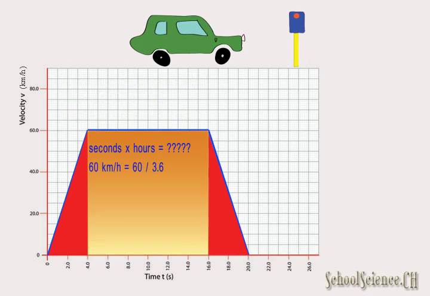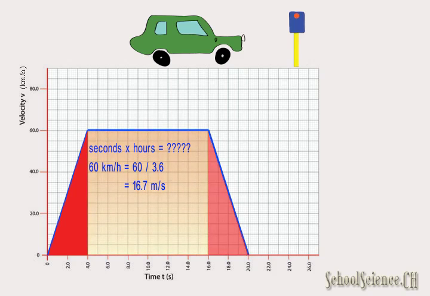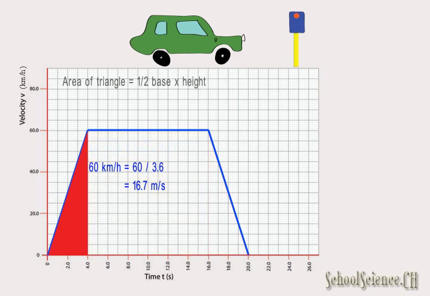I'm sure the distance between traffic lights can be measured in meters better than kilometers. So I will divide 60 kilometers per hour by 3.6 to obtain 16.7 meters per second. If you can't remember how to convert units, go back and view the units tutorial. So now we can find the area of the first triangle. We multiply half of the base by the height. So we have half times 4 seconds times 16.7 meters per second. Notice how the seconds cancel, and we are left with 33.3 meters. This means the car traveled 33.3 meters to reach its top speed of 60 kilometers per hour.